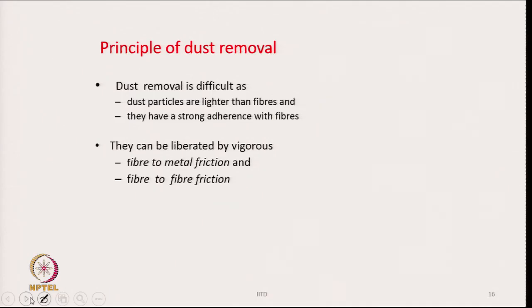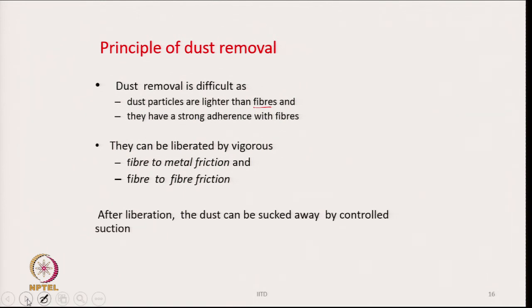The next point is the removal of dust. Dust are very fine particles. Whatever we have discussed till now, these techniques are not suitable for removing very fine dust particles. They are micro dust, very small in size. So, dust removal is really difficult, because dust particles are lighter than fiber and they have a strong adherence with the fibers. So, they can be liberated by vigorous fiber to metal friction and fiber to fiber friction.